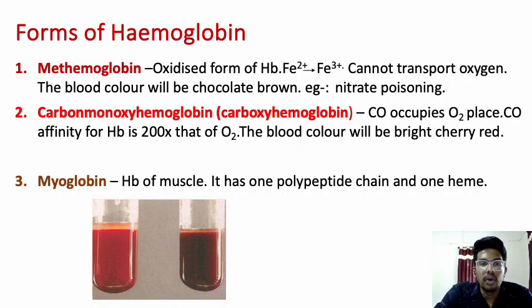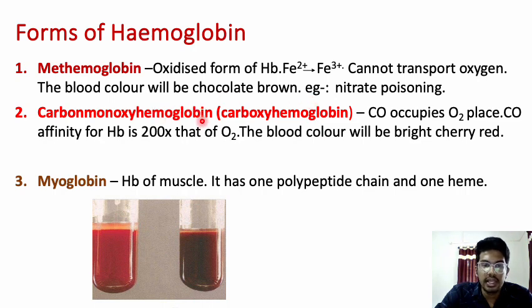We can see some forms of hemoglobin, where the methemoglobin and the carbon monoxide hemoglobin are the abnormal forms, whereas the myoglobin is the normal form. The methemoglobin is the oxidized form of hemoglobin, where the valence state of the iron will be 3 plus instead of the usual 2 plus. It cannot transport oxygen because it is 3 plus, and because of this the blood color will be chocolate brown. It usually happens in case of nitrite poisoning.